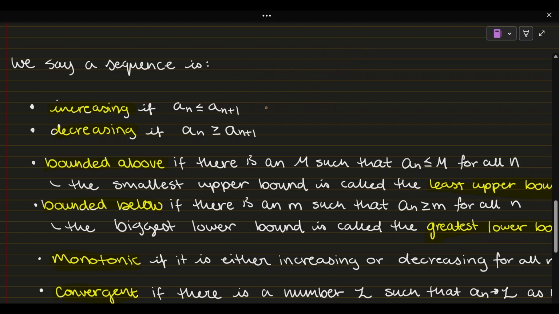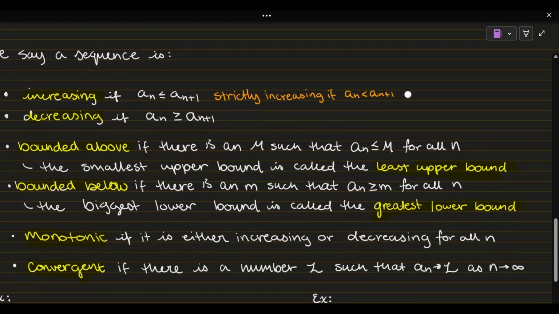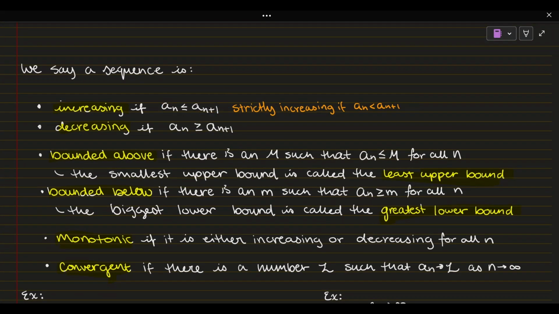And I kind of spoiled it, but we say that it's strictly increasing if a_n is strictly less than a_(n+1). So each term is smaller than the next, and that's pretty intuitive for what it means to be increasing. Another way to restate this is that I can take this inequality here and divide both sides by a_(n+1). So if a_n over a_(n+1) is less than or equal to 1, it's also increasing.